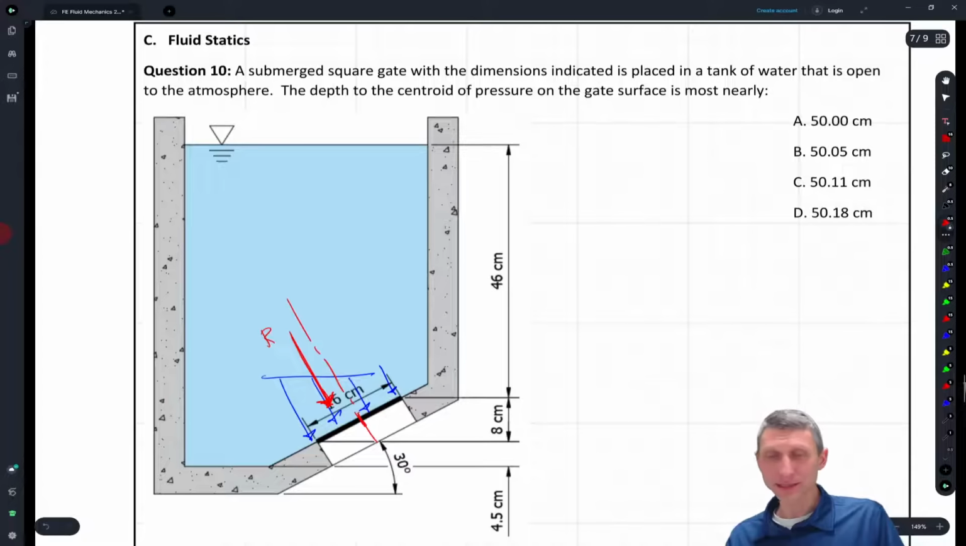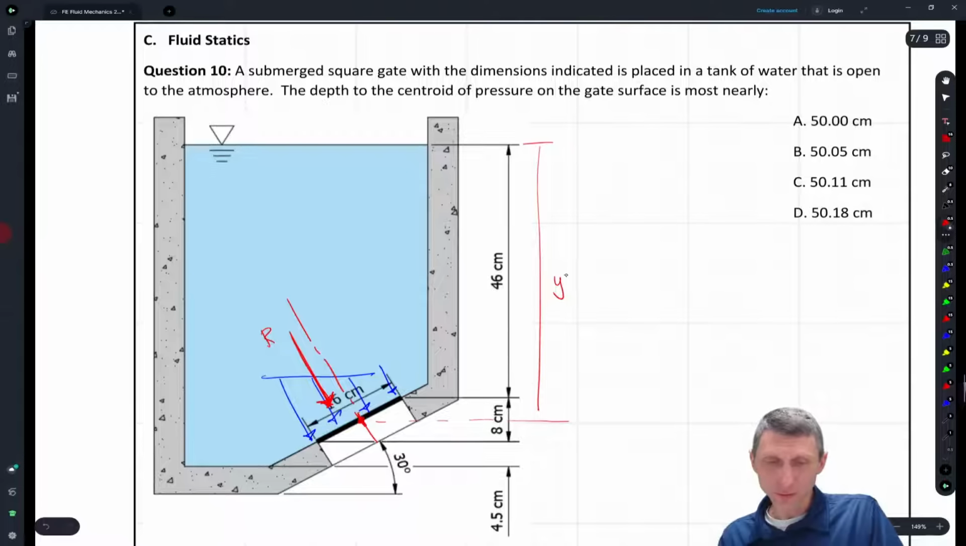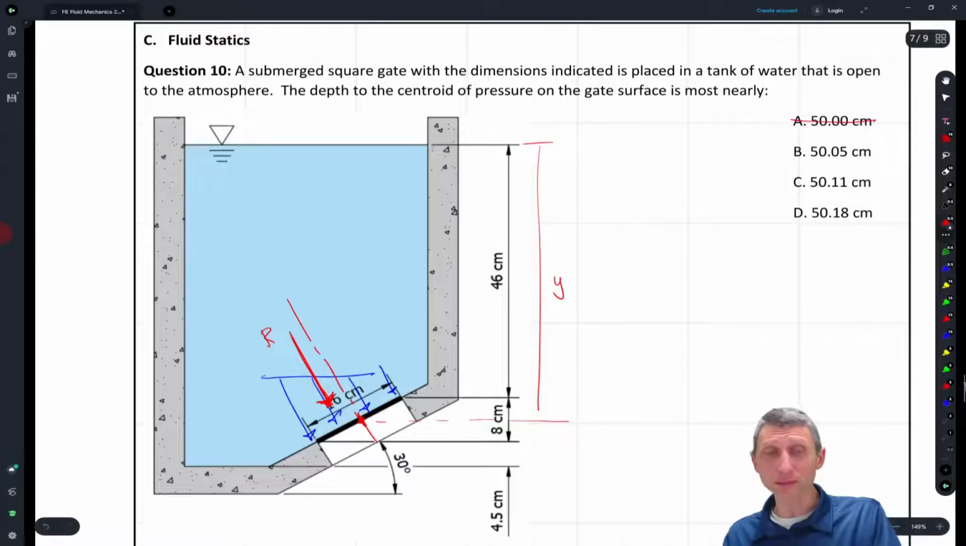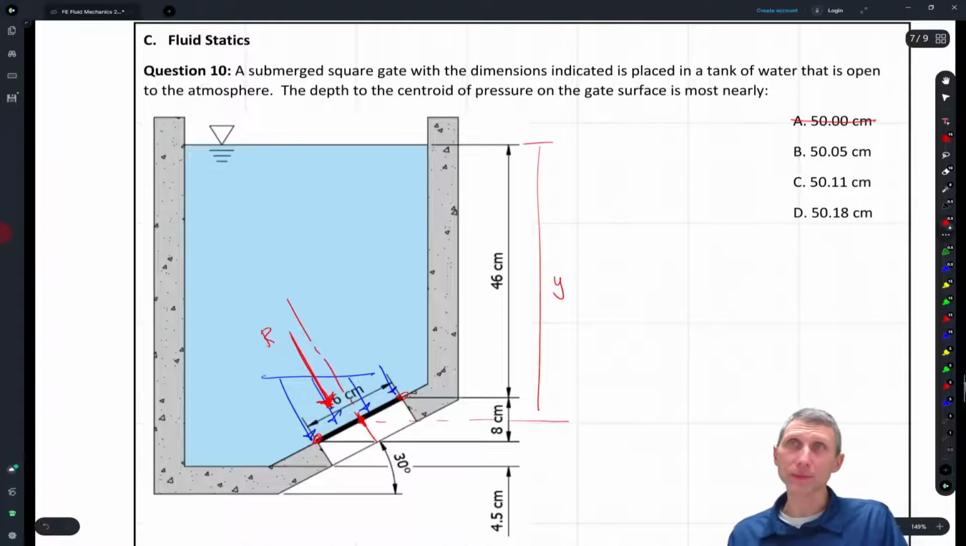And the question is saying we have a square submerged gate, with dimensions indicated, 16 centimeters. It's open to the atmosphere. The depth to the centroid: so what's this depth? You can see it's going to be close to 50, right? 46 plus 8 is going to be close to 50. It's not going to be 50, because 50 is right at the exact center, and we know it's going to be skewed a little down because the pressure at the bottom is more than the pressure at the top.